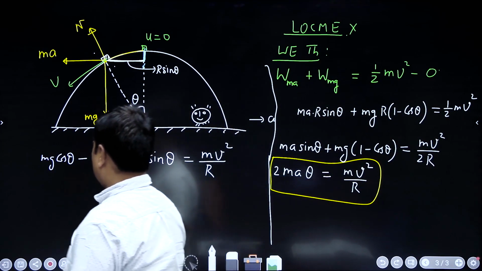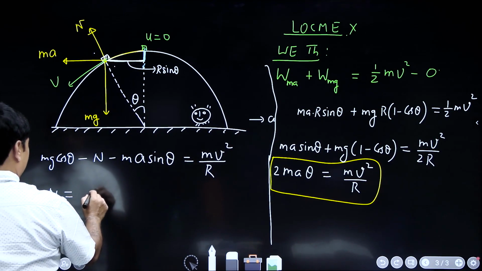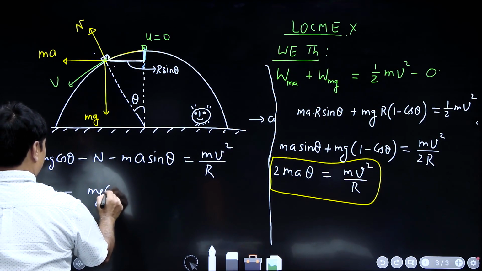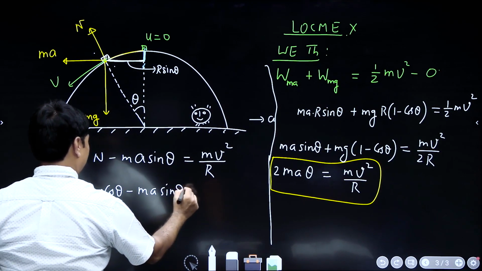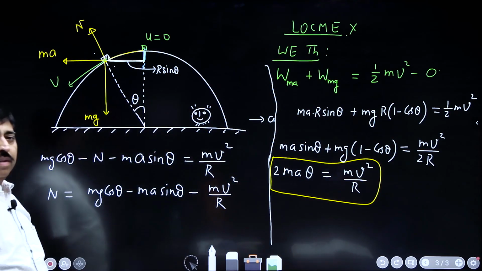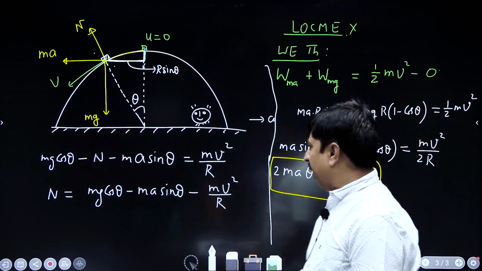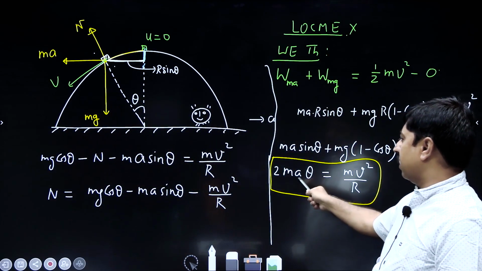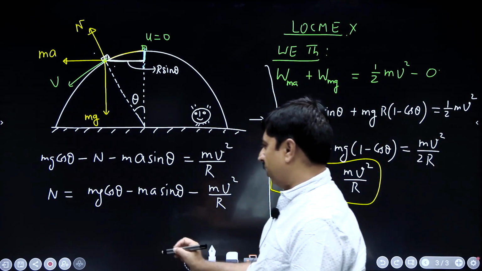Now, if I rearrange this to get the value of N, then what do I get? I get mg cos theta minus ma sin theta minus mv square by r. This is the value of the normal reaction. And in place of mv square by r, I can substitute 2 ma theta. So, I am doing that substitution.